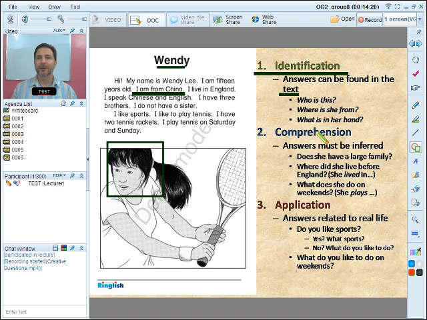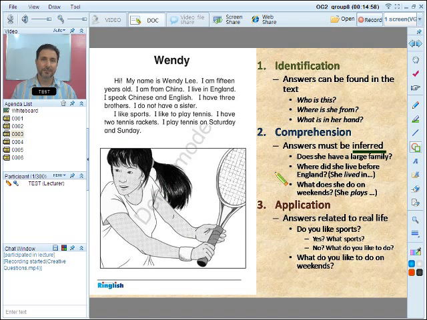Okay? You can also ask, what's in her hand? Now, the answer to this question is not written in the text, but if the student knows what this is, they can simply identify that as a tennis racket. What's interesting is, if they don't know what that is, this is a perfect chance to introduce a little vocabulary. And so you would be transitioning from identification into the comprehension level. Now, at the comprehension level, let's erase that. The answers must be inferred.